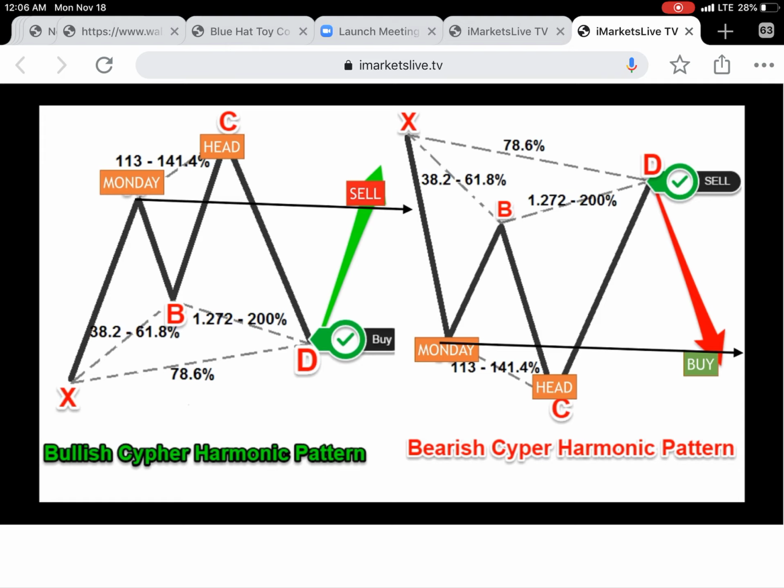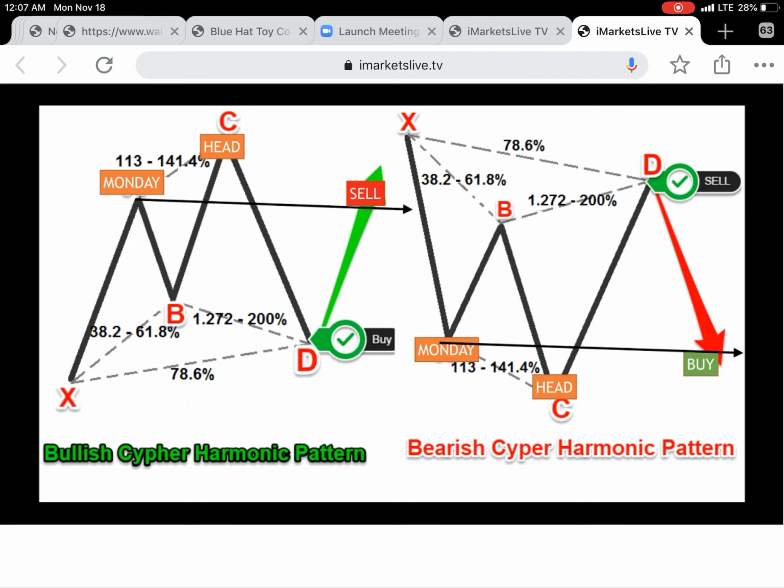Now, the cipher pattern, as you can see on the left-hand side where it says bullish cipher harmonic pattern, we're going to start where the X is, the letter X. I want you to follow that letter X all the way up to the top where it says Monday. As the X is rising, that's a bullish rise. The bulls are in the market. Then notice we create Monday's high, and B would be around Monday's low.